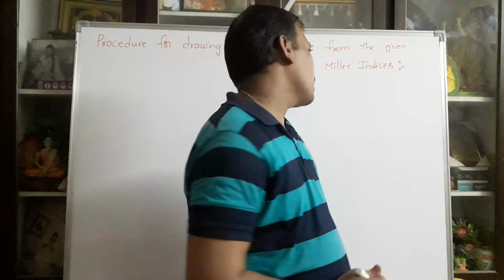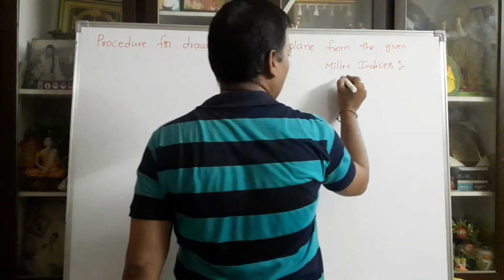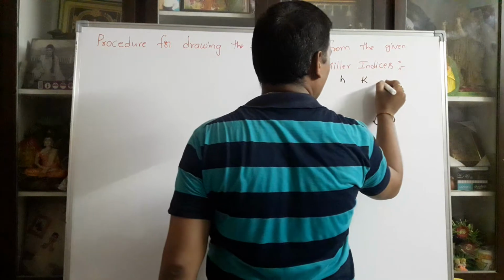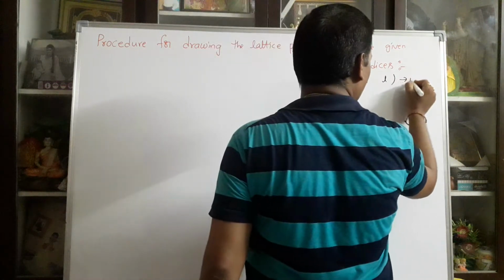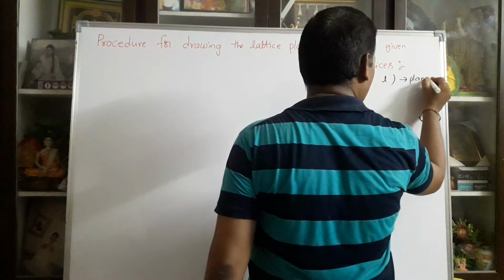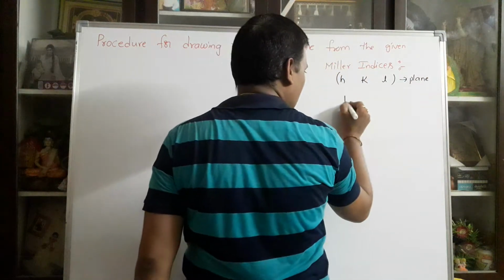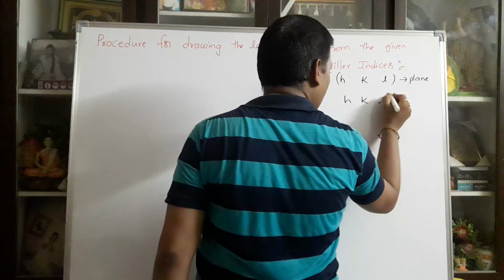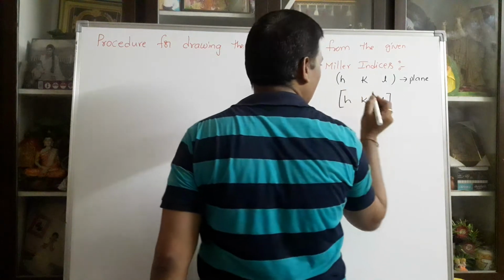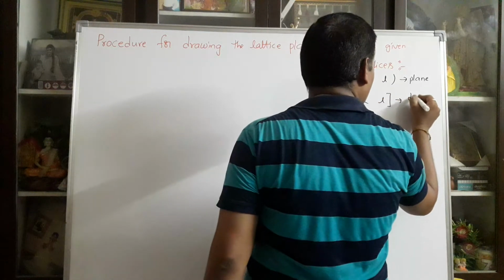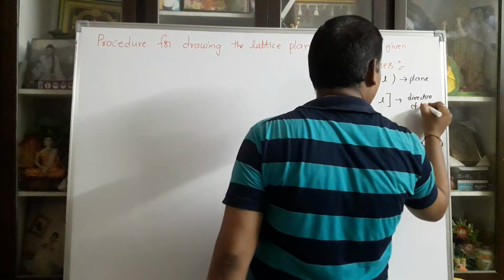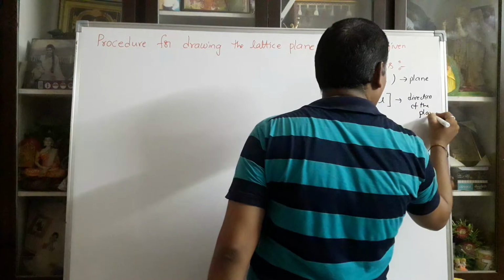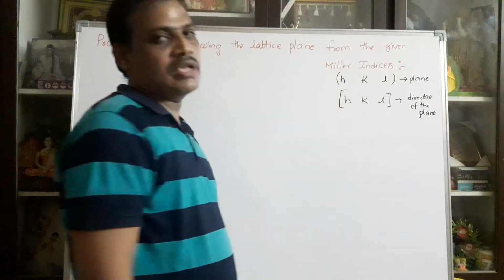Miller indices are indicated by the letters H, K, L. Curved brackets indicate the plane, particularly the lattice plane. In the same way, Miller indices in square brackets indicate the direction of the plane.